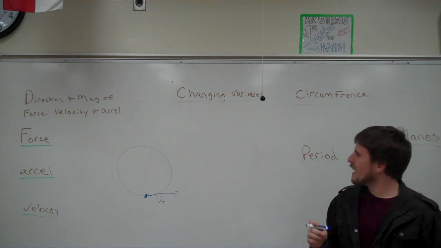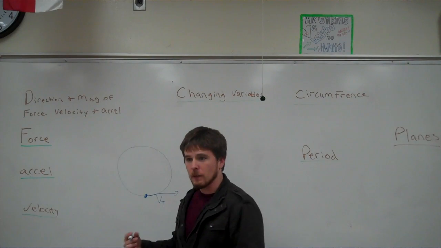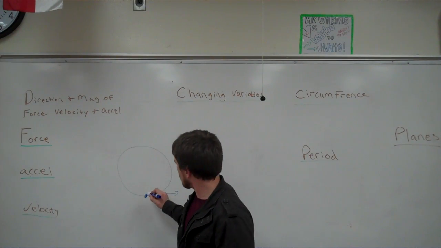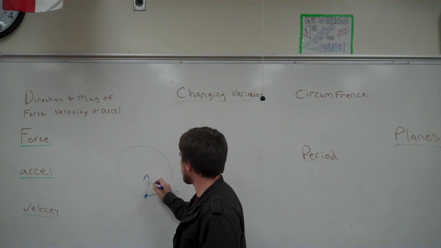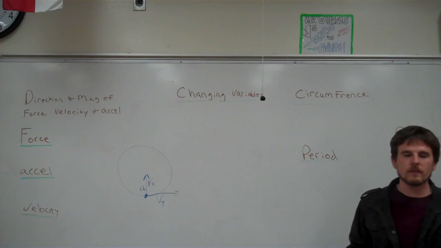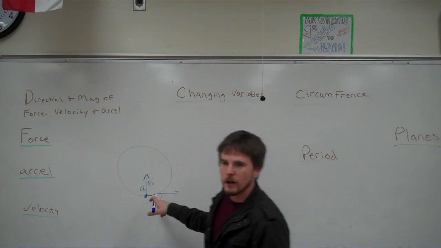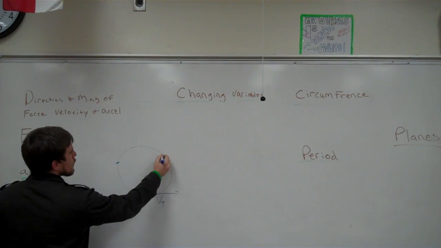So, anyway, the centripetal force on the object and the centripetal acceleration will be directed toward the center. The centripetal force as well as the centripetal acceleration will be directed toward the center of the circle. And it doesn't matter where this is. It doesn't matter if it's here, or here, or here.